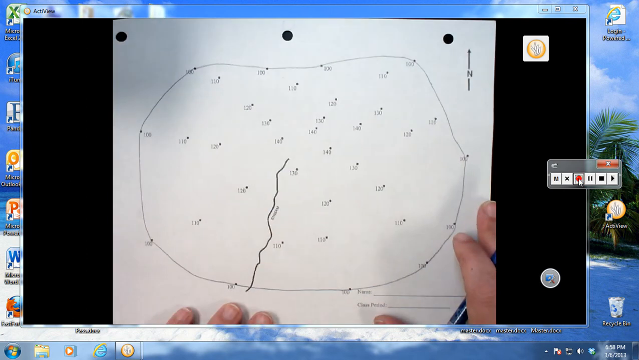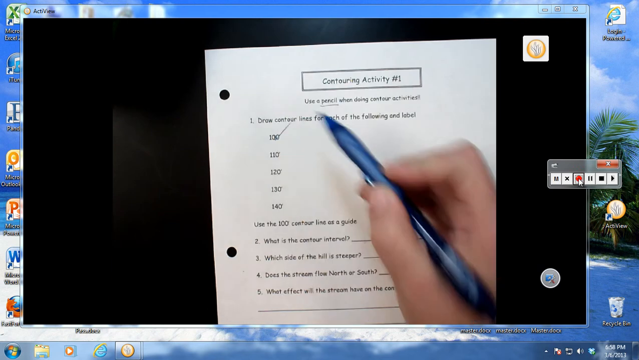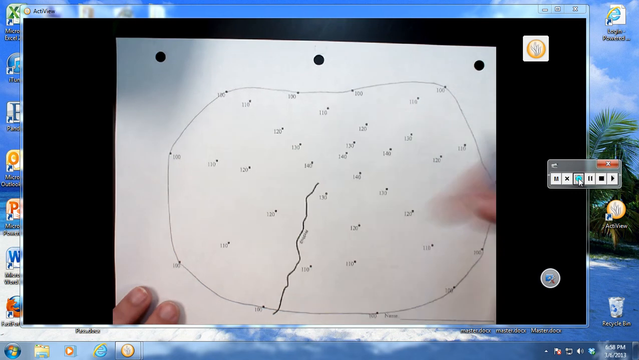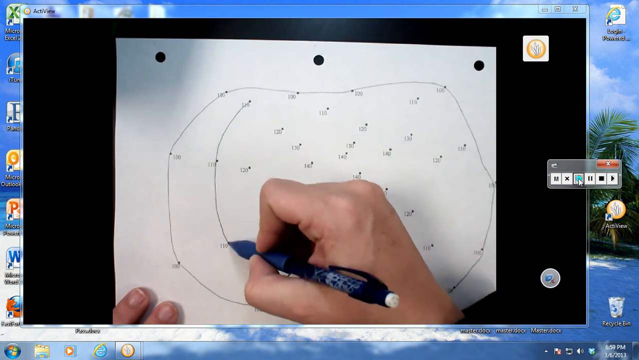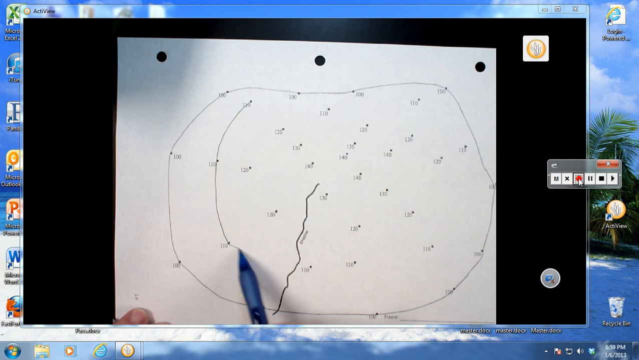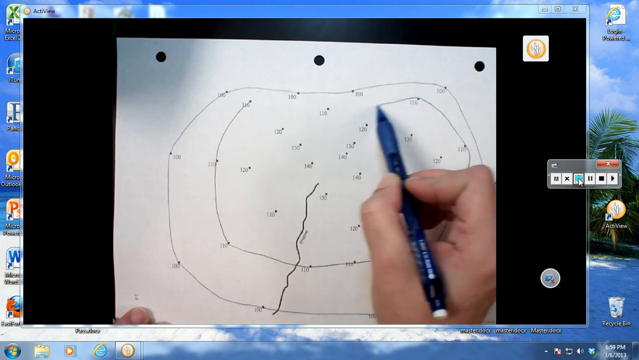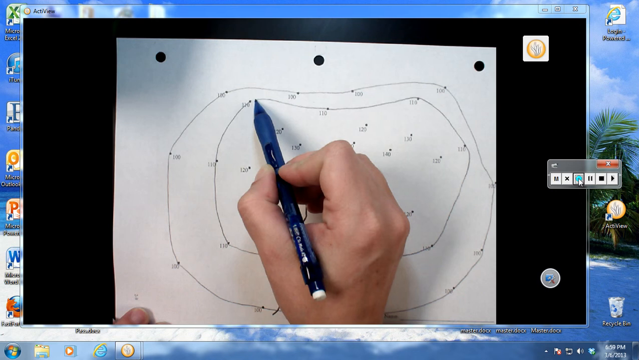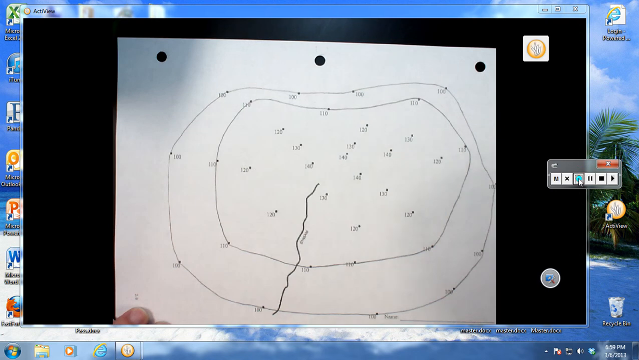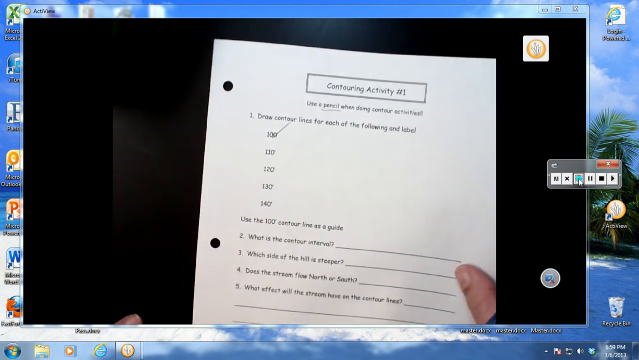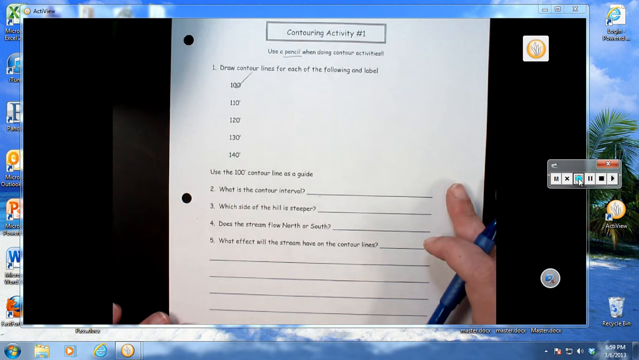Then the next point, you've done the 100 feet, so now you're going to do 110. So now you're going to find all of your 110 points and you connect those together. And when you connect them, try to avoid doing straight lines, because land is not straight lines and corners. It's a bunch of curves due to the way that weathering, erosion, and deposition takes place on the surface. So then you have your second contour line. Okay, so you're going to do this all the way up to the final set, which is 140 feet.